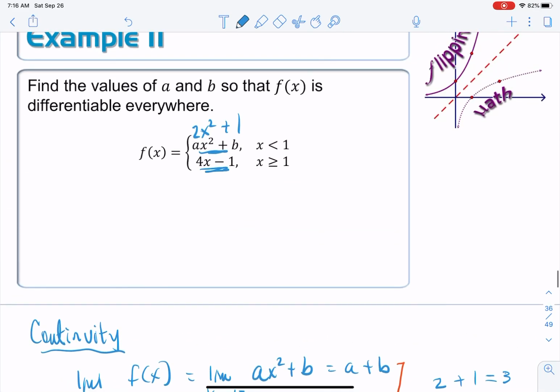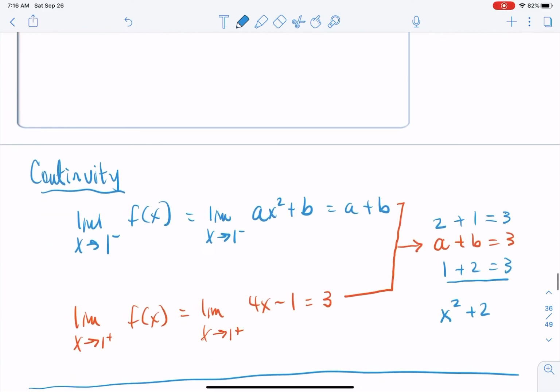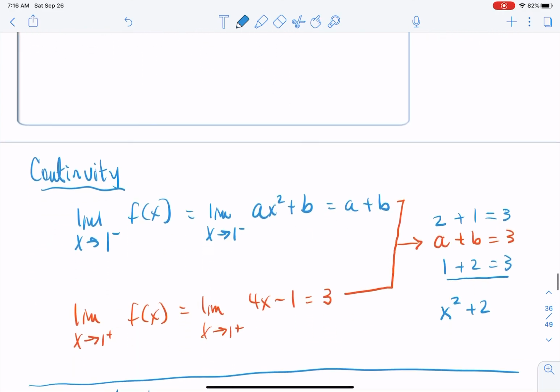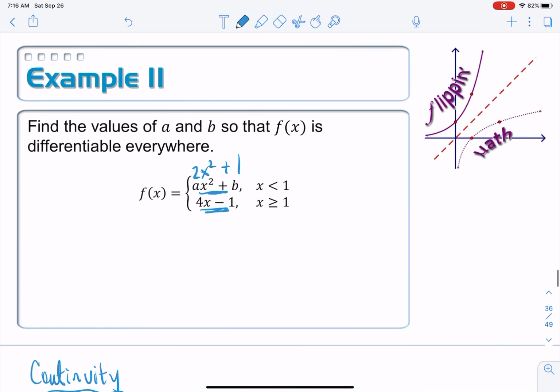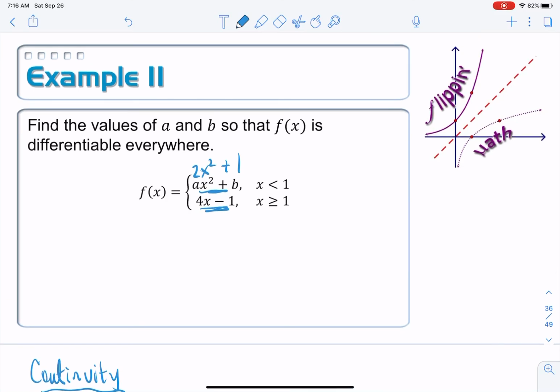Anyway, we developed ourselves a system of equations, and solving that system of equations gave us the values of a and b so that the function was continuous and differentiable everywhere.